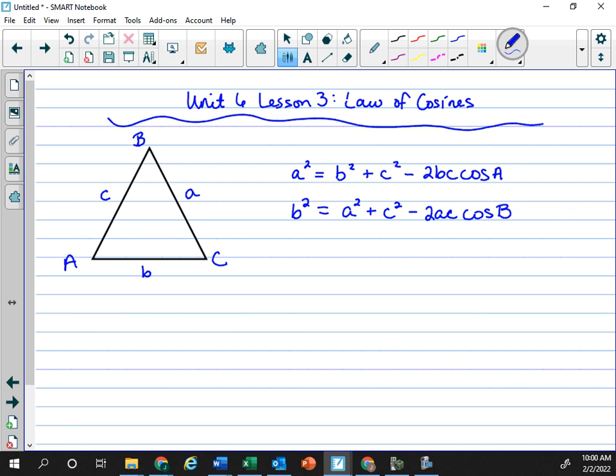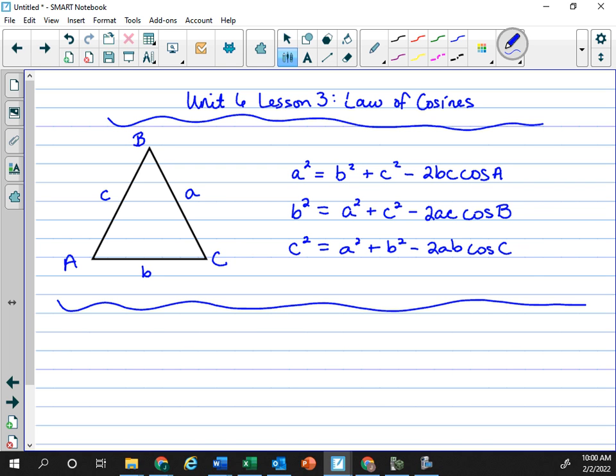Okay, and then your last one, what if we start with side c squared? What's that going to equal? What do you think, guys? A squared plus b squared minus 2ab cosine angle c. Perfect. Okay, so those are your law of cosines formulas.